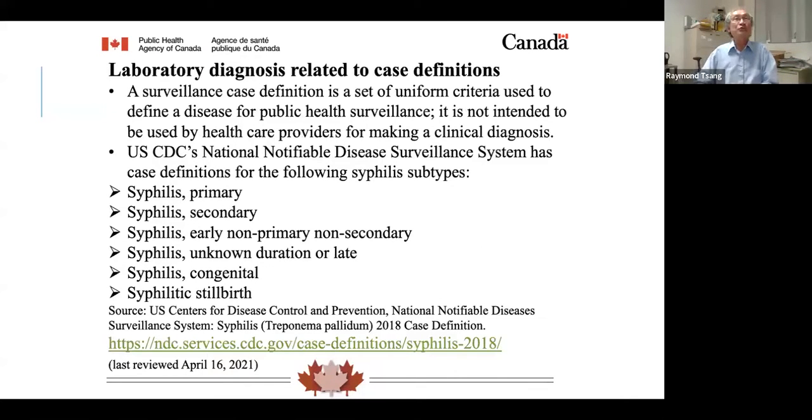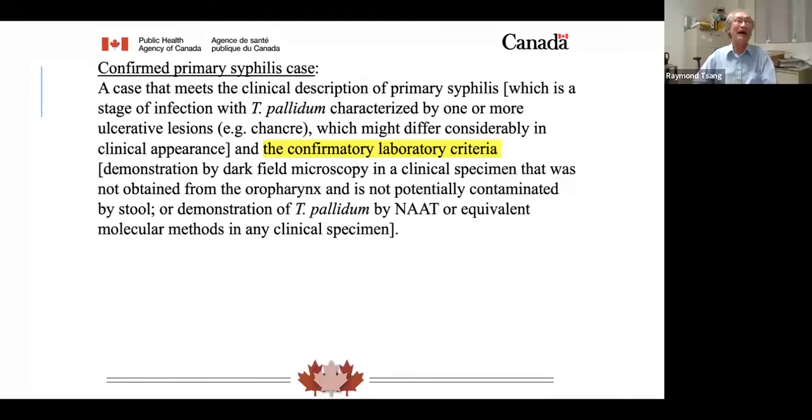So, I will turn very briefly to case definitions and use it to illustrate some important points about laboratory diagnosis. A surveillance case definition is a set of uniform criteria used to define a disease for public health surveillance. It's not intended to be used by healthcare providers for making a clinical diagnosis. In the US CDC National Notifiable Disease Surveillance System, a number of case definitions have been described for different stages of syphilis. If you're interested, a link to the website is provided at the bottom of the slide.